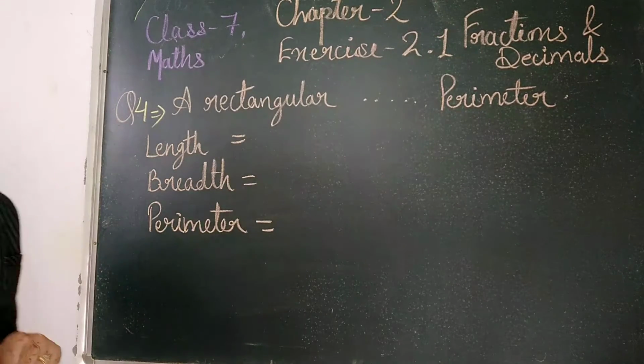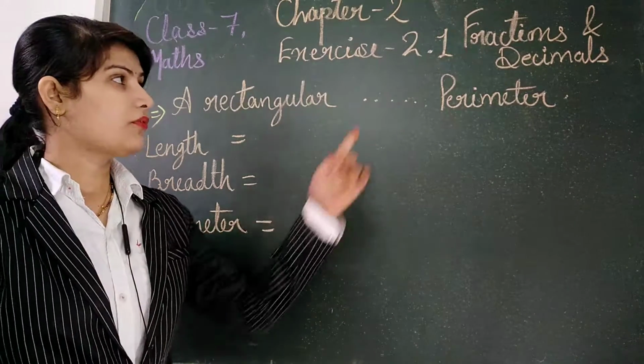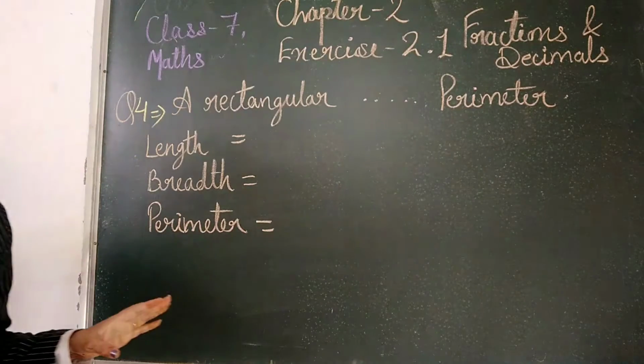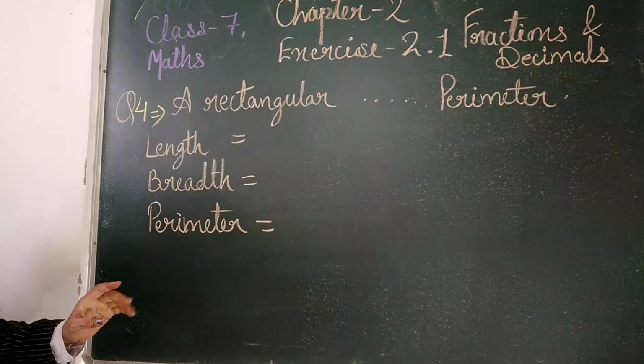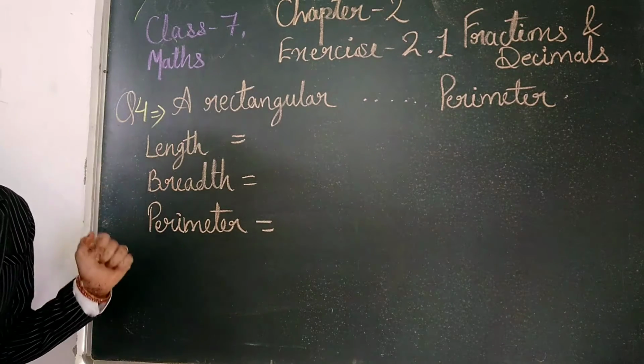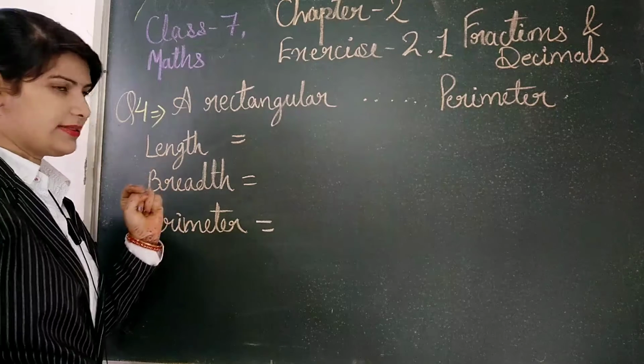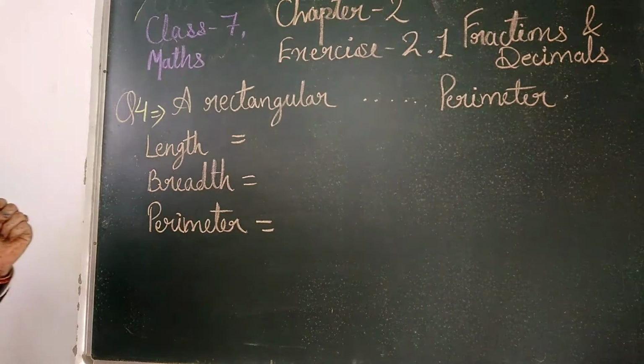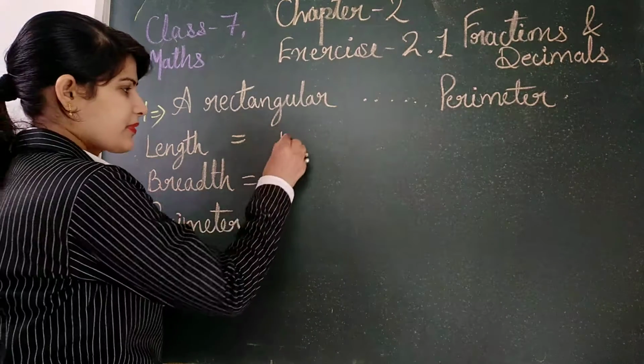Question number 4, which is a word problem of 2.1 exercise. So I am reading the question. A rectangular sheet of paper is 12 1/2 centimeter long. So what is the meaning of long? Length, right? So 12 whole 1/2 centimeter.